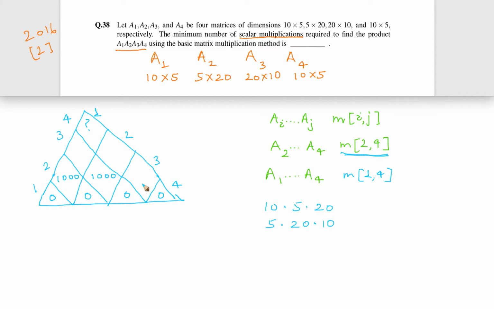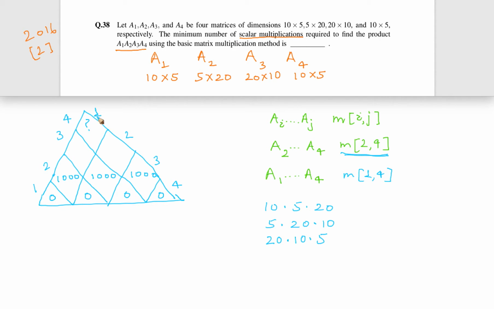What about M34? We have to multiply A3 and A4. We are just counting the total number of scalar multiplications. There is a unique way, and that will count as 20 into 10 into 5, which is 200 into 5, which is again 1000. Okay, so we have come to this level.